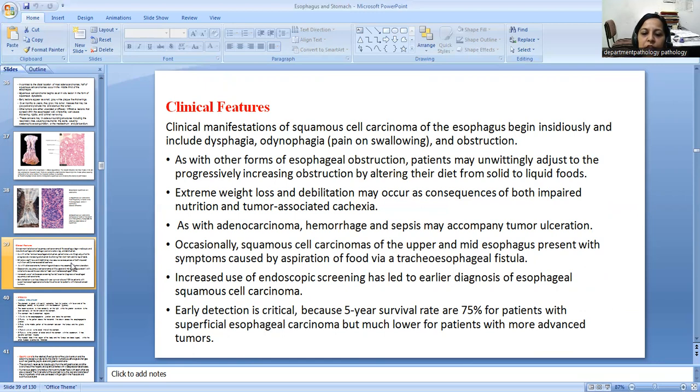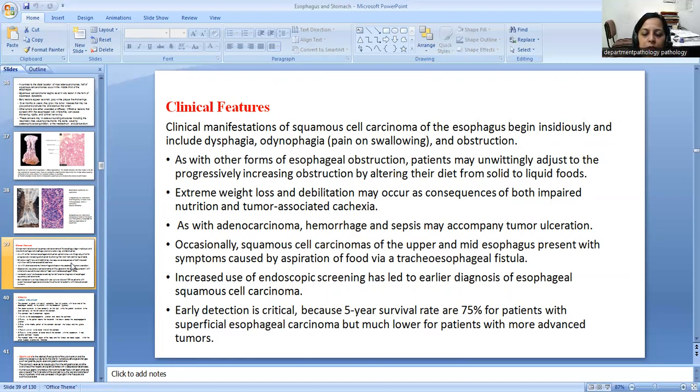Now the clinical manifestations of squamous cell carcinoma of the esophagus begin insidiously and include dysphagia or odynophagia, which is pain on swallowing, and obstruction. As with other forms of esophageal obstruction, patients may unwittingly adjust to the progressively increasing obstruction by altering their diet from solid to liquid. Extreme weight loss and debilitation may occur as a consequence of impaired nutrition and tumor-associated cachexia. As with adenocarcinoma, hemorrhage and sepsis may accompany tumor ulceration.